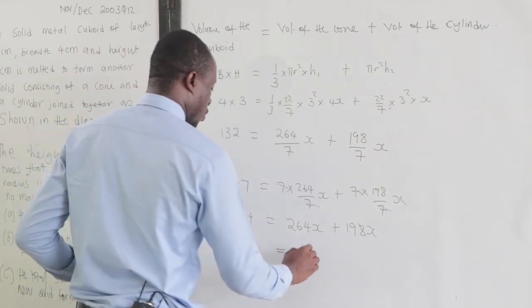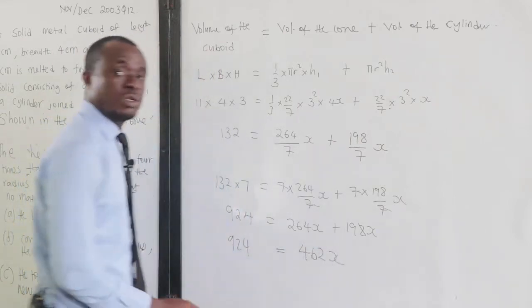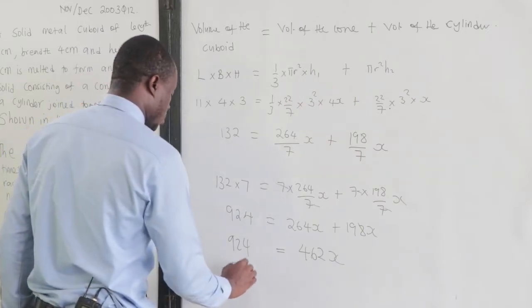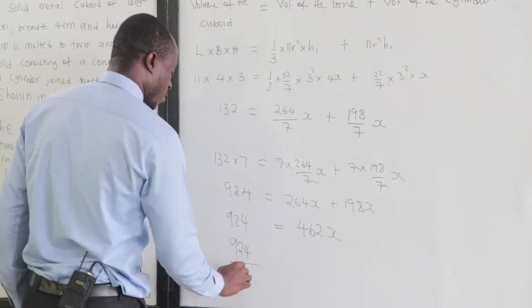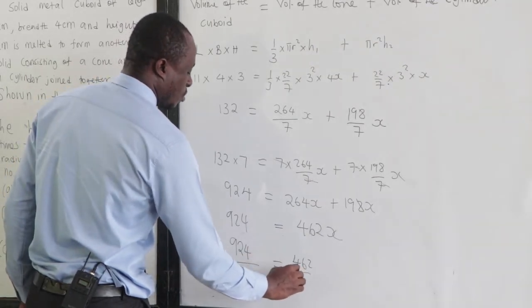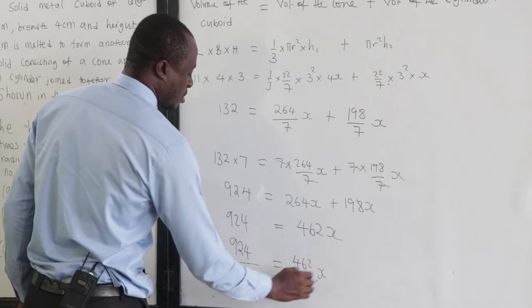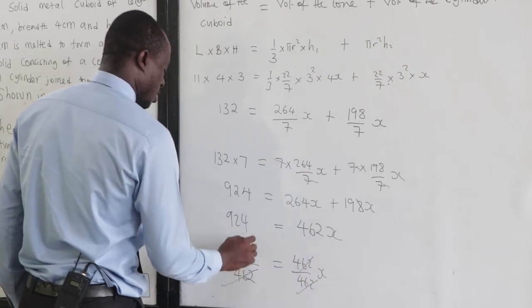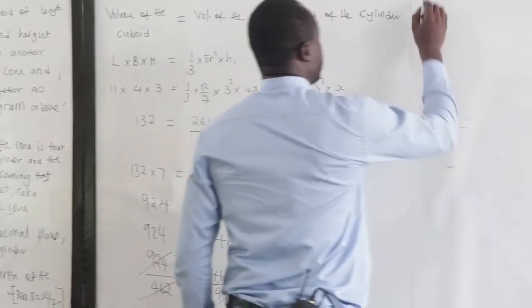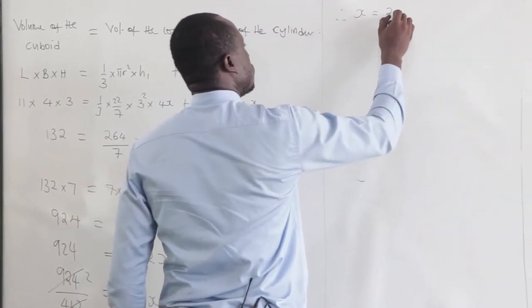Now, what is 264 plus 198? This is giving us 462x. We want to find x. What do we do? We divide by what is multiplying the x. 924 over 462 equal to 462 over 462x. This cancelling out that. And this will go into this. That is 2 times. So we have our x to be 2.